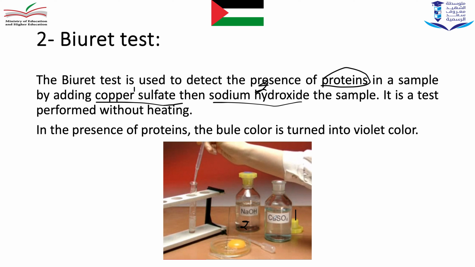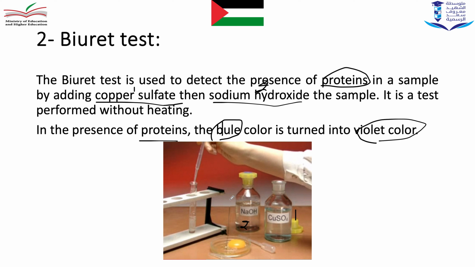As you see here, we add copper sulfate then we add sodium hydroxide, and the color is blue. In the presence of proteins it turns violet. So this test, the Biuret test, is done to check the presence of proteins. In the presence of proteins, the blue color, here I have a mistake, the blue color turns into violet color, indicating the presence of proteins. So do we need any heating here? No, we need no heating. We don't need heating to do this test.